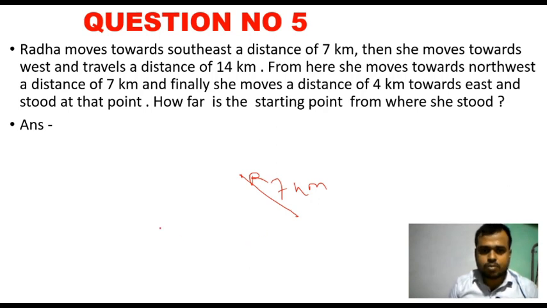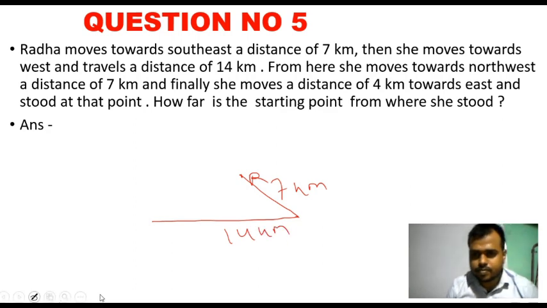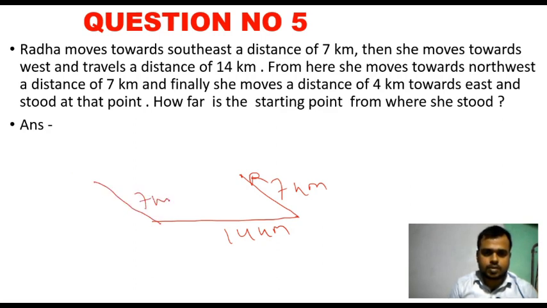Now after that she moved towards west. After reaching this point she moved towards west. Now this is the west and this is 14 km. From there she moved towards northwest, in this direction suppose. Now this is 7 km. And finally she moved a distance towards east. Suppose this is 4 km.